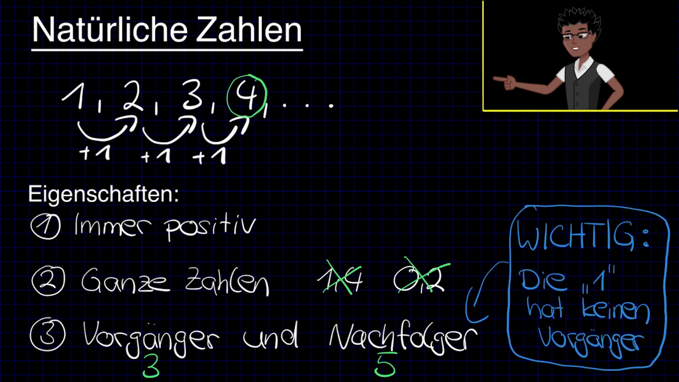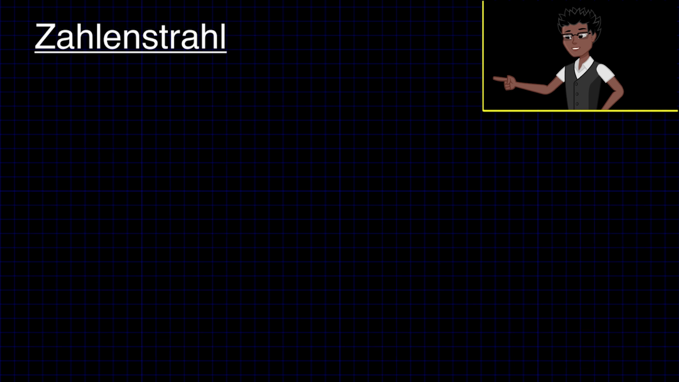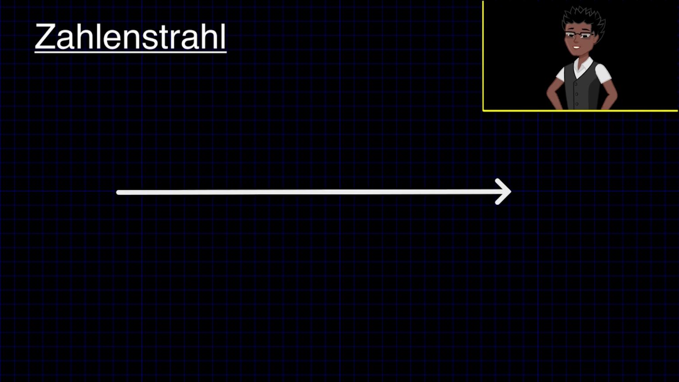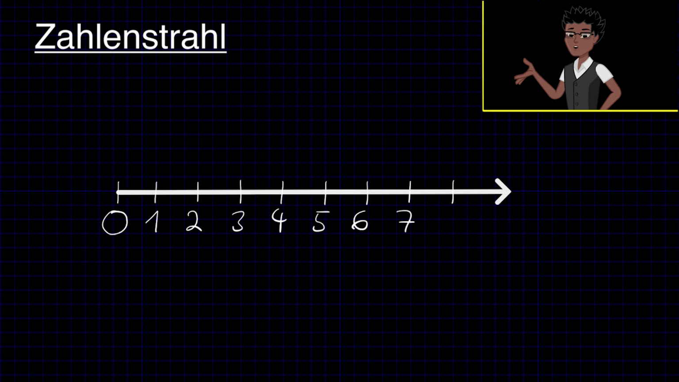Finally, I would like to show you a cool way to beautifully represent natural numbers, using the number line. A number line is a line on which the numbers are arranged at equal intervals. A number line also has a direction, which is represented by the tip of the arrow. Natural numbers are arranged on a number line from left to right. On the far left, we write our first natural number, 1 or 0, depending on how you define it. Then follow the other natural numbers.